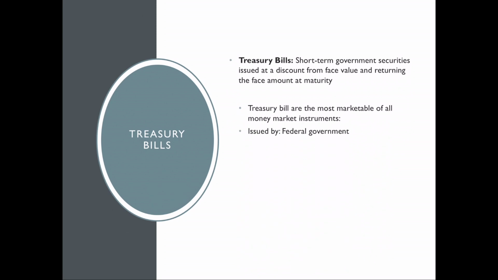One, they are issued by the federal government. The denomination is $100, but commonly $10,000. So these Treasury bills are more obtainable than some of the other money market instruments that might have much larger denominations. Their maturities are 4, 13, 26, and 52 weeks. So there is a variety of maturities within that 1 year time frame.